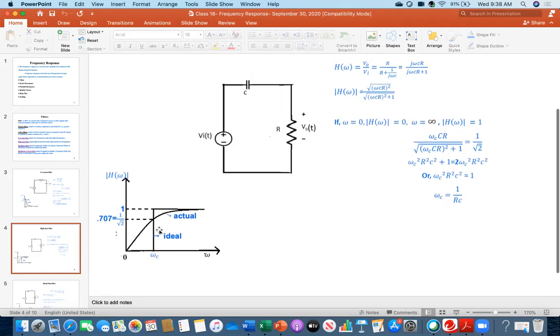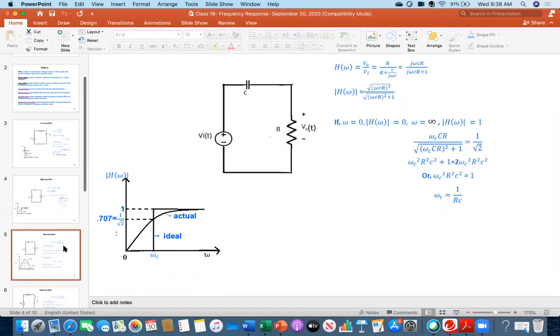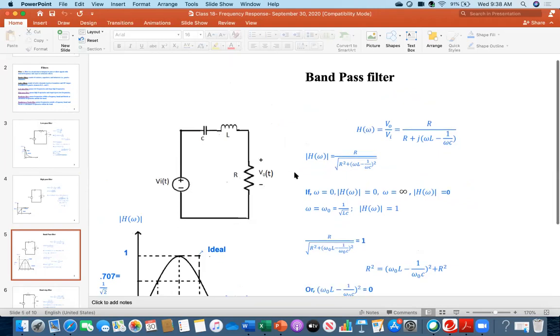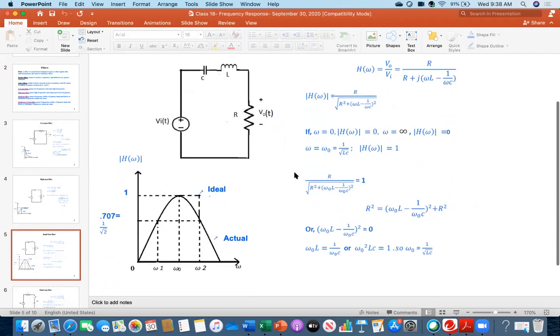So now let's move forward. The third category is called the band pass filter. So band pass, by the definition, as I told you, you see, I was showing you this graph. Ideally, it will allow a certain band to pass. For example, it will allow only this one, omega 1 to omega 2. Before this one and after this one, it will not allow.